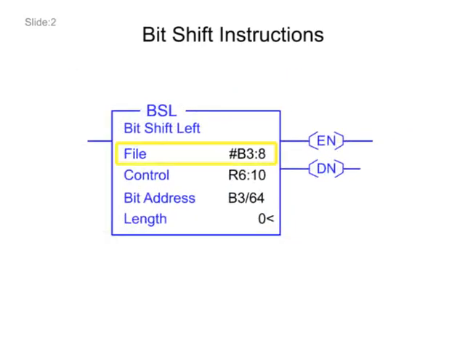The file field contains the address of the register that will be manipulated. The control field stores the status of the instruction. The bit address contains the source location for the bit being shifted into the register.